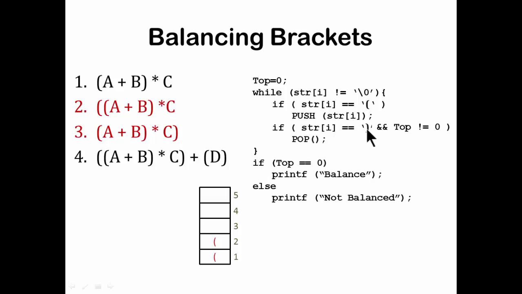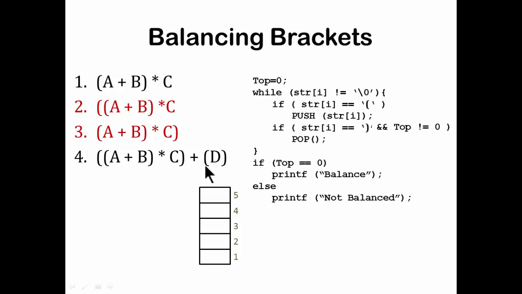For the right parenthesis, the top is not equal to 0, yes, it is true, so you call the pop function, and one of the brackets is popped. Then for the asterisk and C, nothing will happen. There is another right parenthesis and the top is still not equal to 0, therefore once again you will call pop. The left parenthesis would be deleted from the stack.